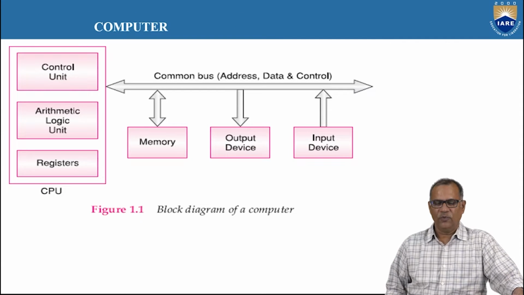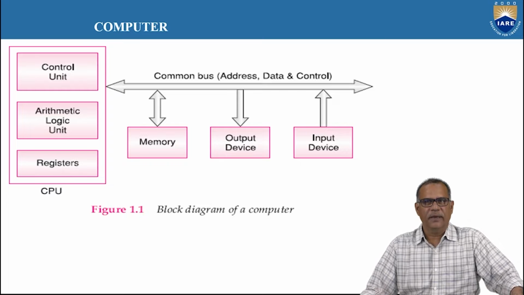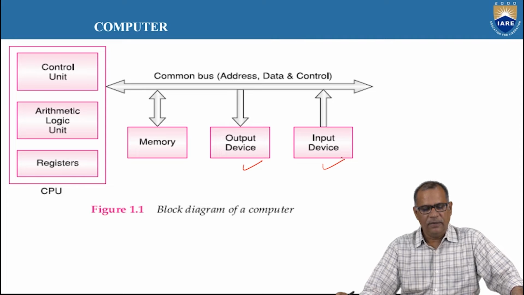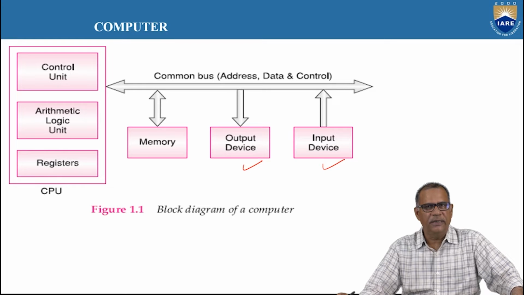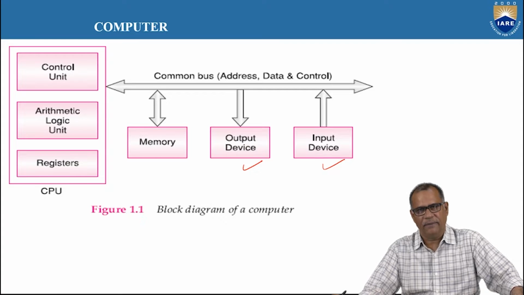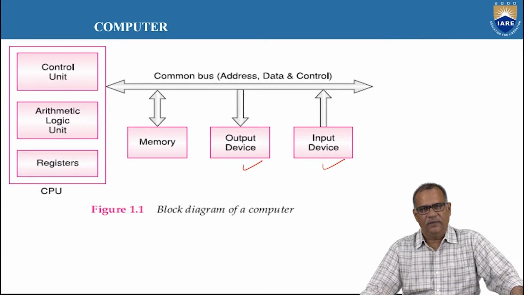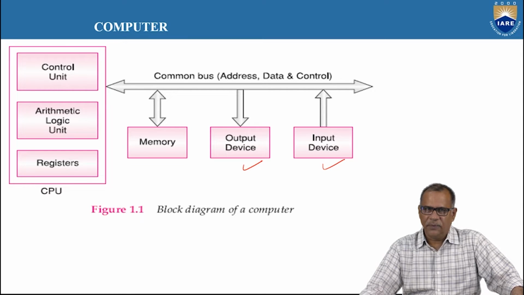So what are the various components of the computer? A computer has a memory, output device, input device, and also a CPU. The CPU contains the control unit, arithmetic and logic unit, and the registers. The input device is something like the keyboard, and the output device is like the monitor. In memory, the program is stored in the form of bits 0 and 1, and the instructions are fetched from the memory, and the CPU processes the result and gives the output.